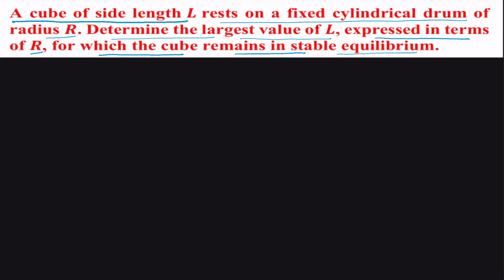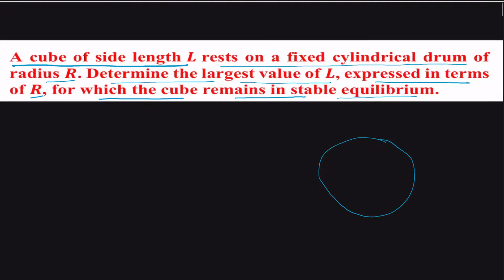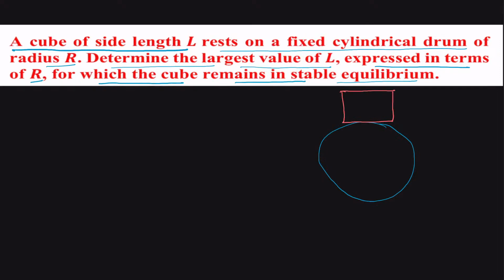and we are given that we have a cylindrical drum and its position is fixed. Okay, so let us draw a cylindrical drum, and on it we have a cube whose side is L. So this is the cube, and we have to find out that this cube should be in stable equilibrium.